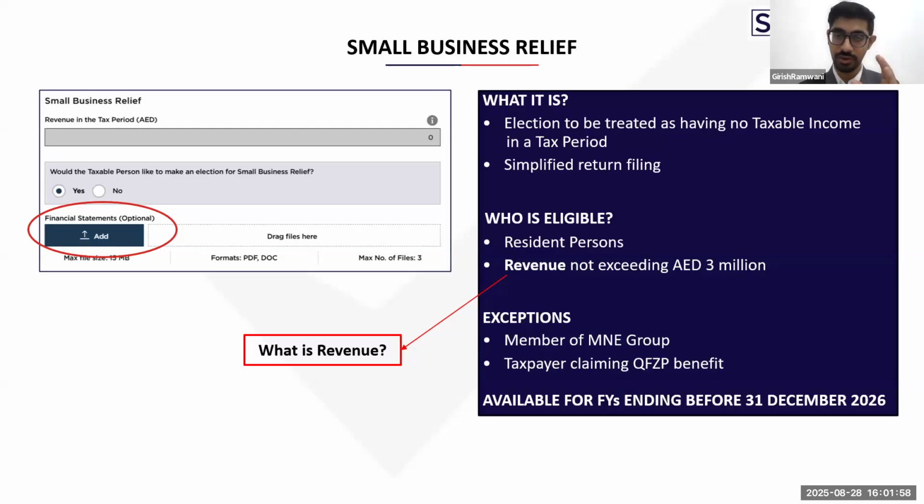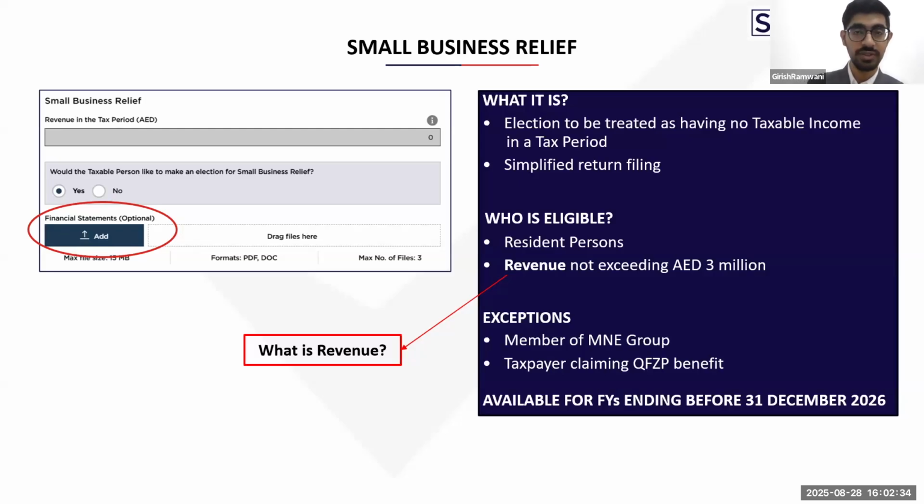You need to aggregate all of them and see if you are still eligible to avail the small business relief. Another important benefit of this relief is that attaching financial statements is not mandatory. If you go for a detailed return, that is, if you do not opt for small business relief, then attaching financial statements is mandatory. You need to prepare and maintain IFRS-based financial statements. There is no exclusion for that. Financial statements have to be prepared and maintained, and they have to be mandatorily attached along with your tax return.